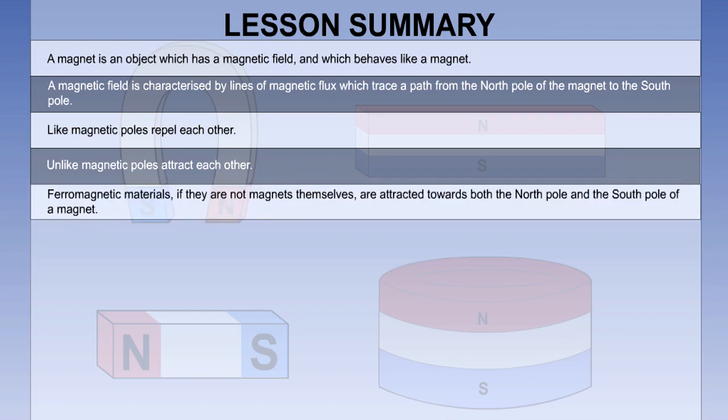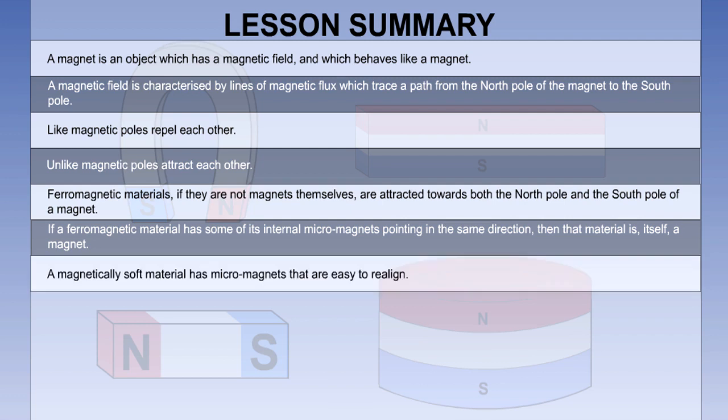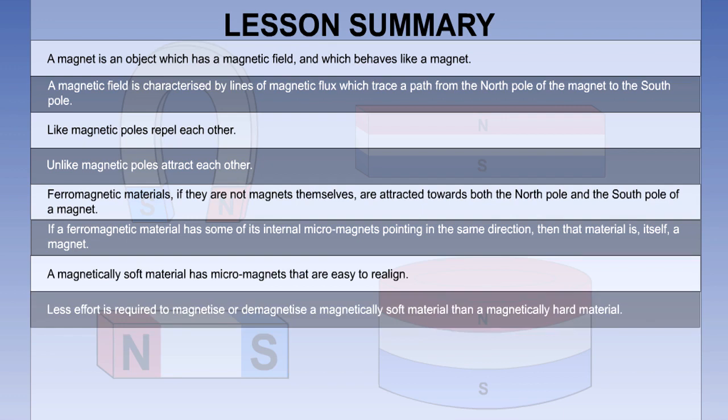Ferromagnetic materials, if they are not magnets themselves, are attracted towards both the north pole and the south pole of a magnet. If a ferromagnetic material has some of its internal micromagnets pointing in the same direction, then that material is itself a magnet. A magnetically soft material has micromagnets that are easy to realign. Less effort is required to magnetize or demagnetize a magnetically soft material than a magnetically hard material.